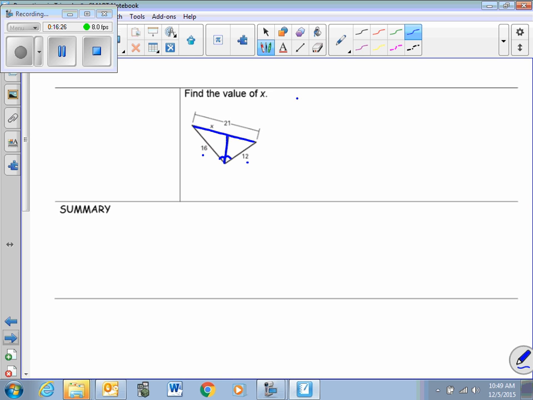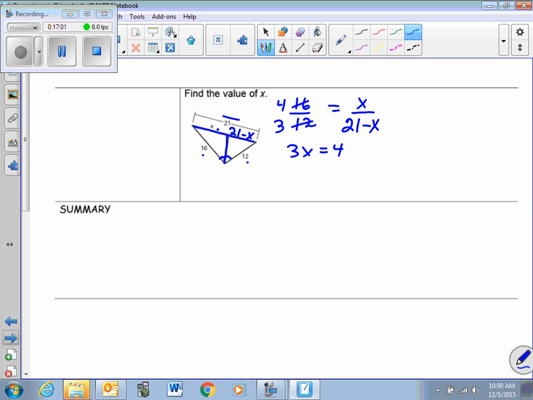So we know that 16 is to 12 as X is to, we don't know the length of this side, but we do know the total length, so this side is going to be 21 minus the length of this side. So X over 21 minus X. Okay, so I'm going to simplify this fraction. 4 goes into 16, 4 goes into 12, 3. Now I'm going to cross multiply.